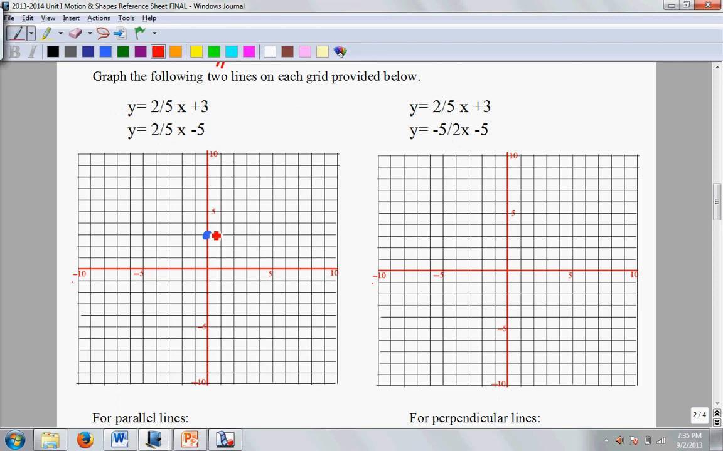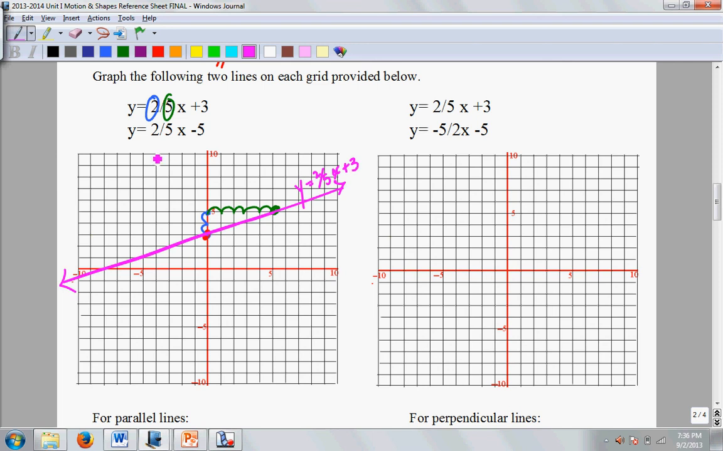And our rise is 2, and our run is 5, and it's positive. So we're going to rise 2, and then we're going to run 5. 1, 2, 3, 4, 5. And then you graph your line. That is y equals 2/5 x plus 3.